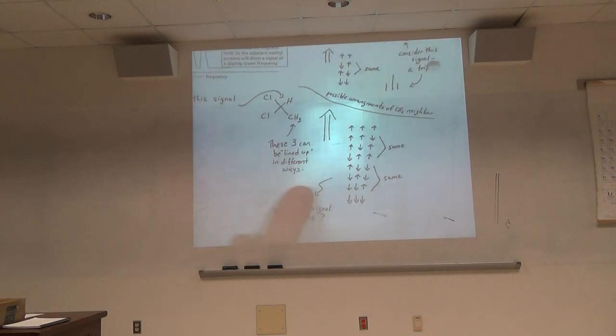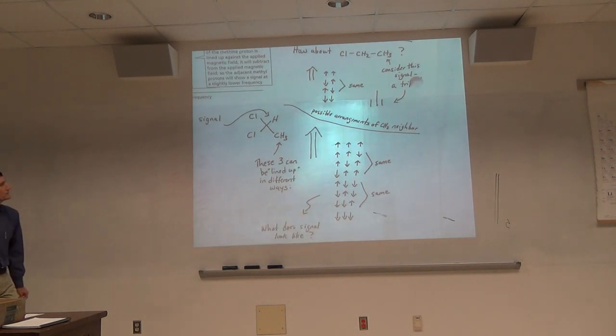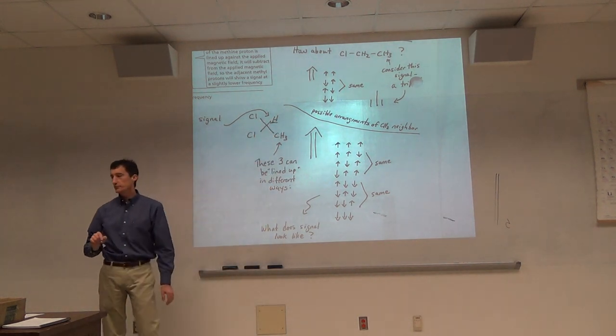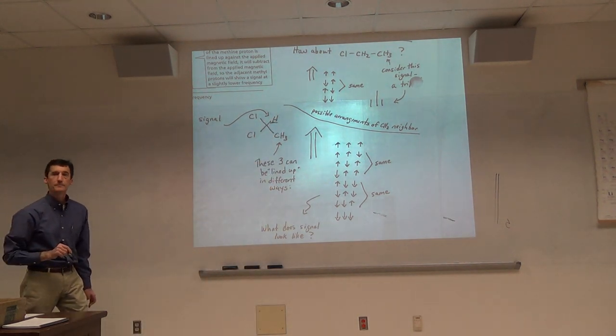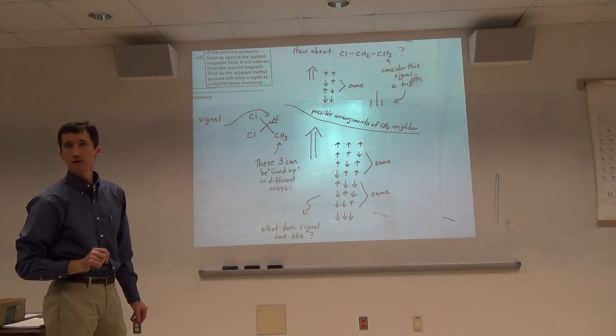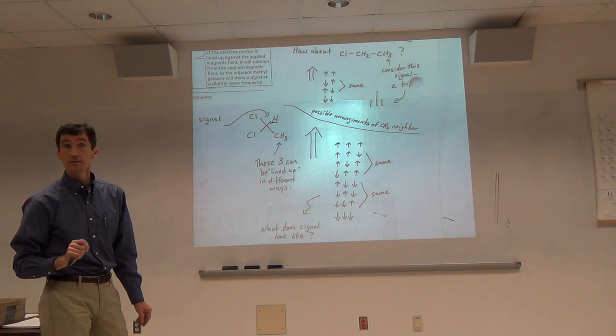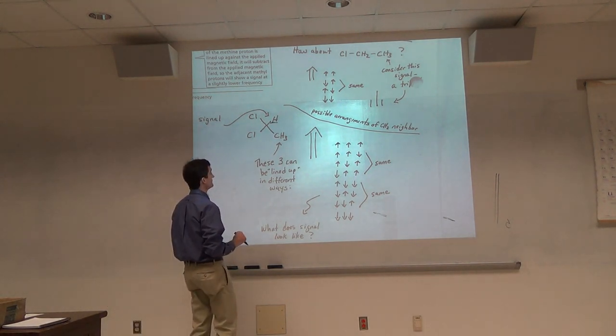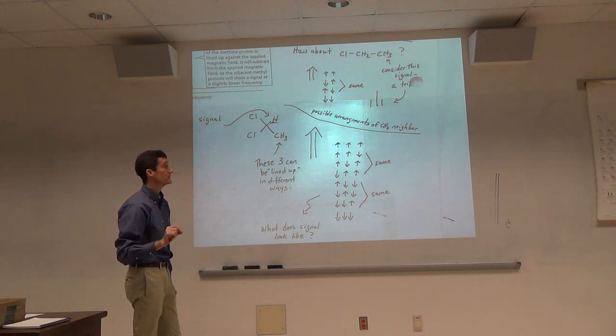Now let's go to something even bigger. What if we're looking at this signal? How many H's within three sigma bonds? Three. What is three plus one? What do you expect of that signal? Quartet. Why do you get a quartet? And what will be the shape of the quartet?